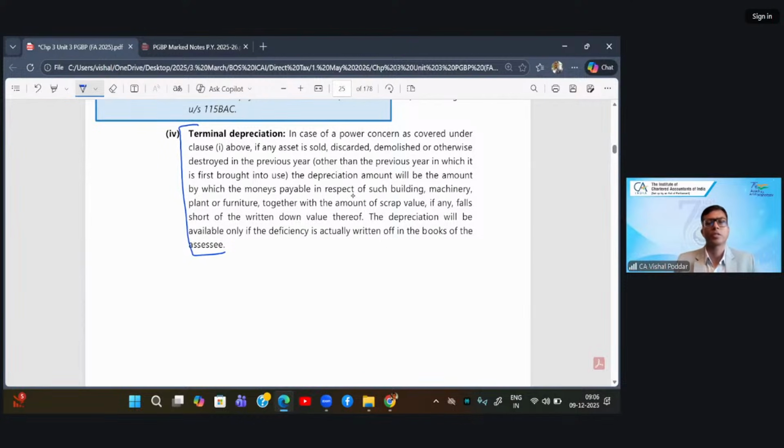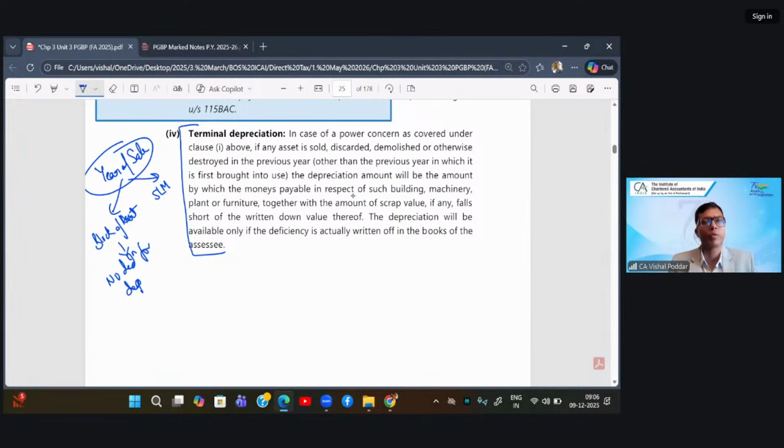Now there is something called terminal depreciation. Regular and additional are depreciation when the asset is being used. Terminal depreciation is depreciation in the last year. Now let me tell you what will happen in the year of sale. There are two methods, block of asset method and SLM. Now we know SLM is only for power units. Under the block of asset method, in the year of sale, there is no deduction for depreciation.